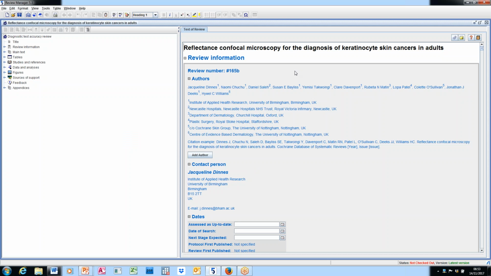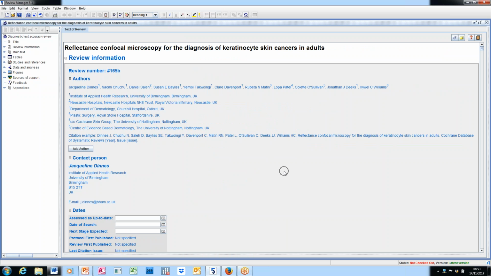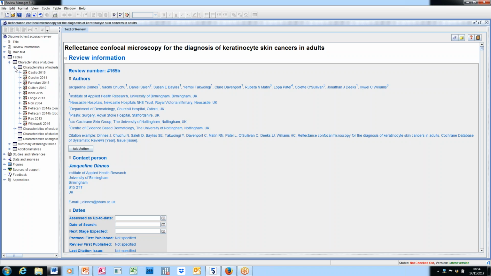Here's a review which I'm working on at the moment, looking at skin cancer. Try and make the text a bit bigger. I can't make it a bit bigger. We'll just go, if you look here, I'll go to the characteristics of studies table and open up a study.